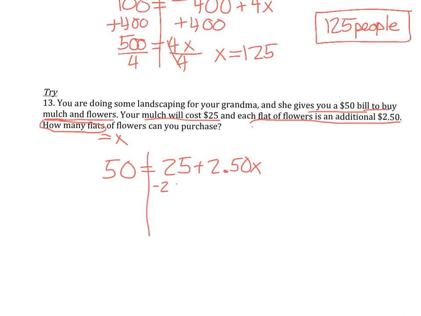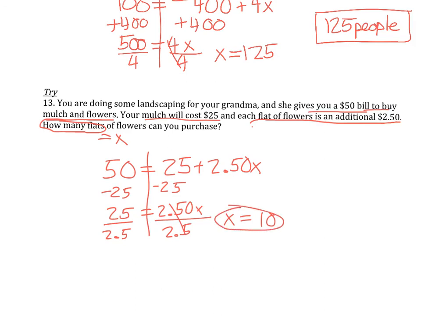I would subtract 25 from both sides and get 25 equals 2.50x. I divide by my 2.5, and I end up with x equals, would that be 100? Okay, so I'd be able to get 100 flats of flowers. Is that right? No, that's not right. 10. Sorry about that. 10 flats of flowers. Okay, so then I would say 10 flats.